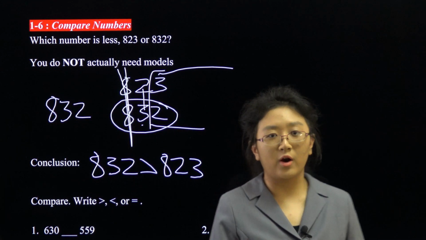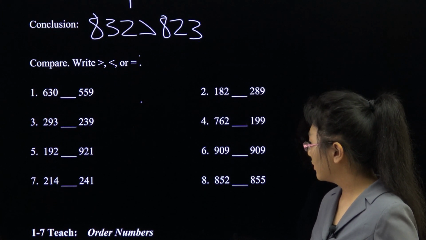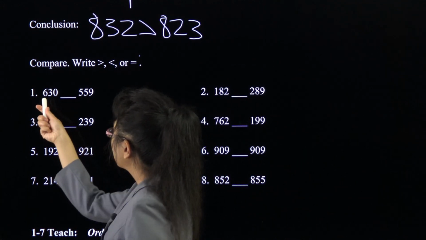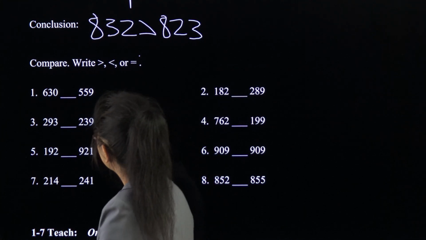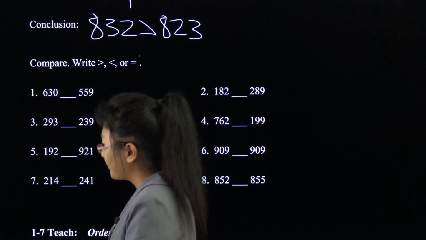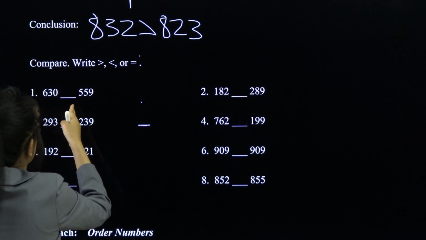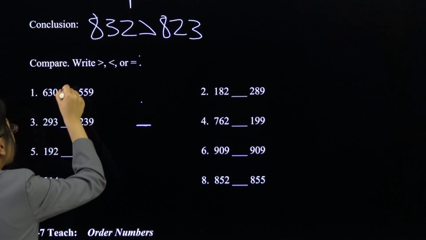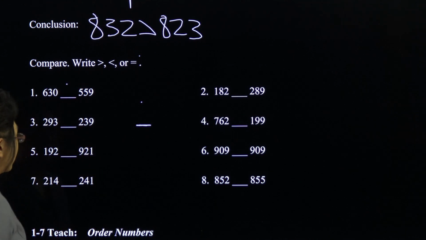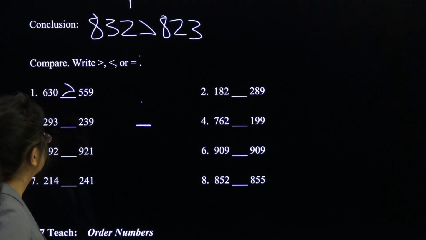Now we're going to compare a bunch of numbers and write greater than, less than, or equal to. 630. Oh, that just sounded like a time. 630 and 559. It has the same number of digits, so we're going to start from the leftmost digit, 6 and 5. 6 is bigger than 5. Therefore, 600 something is bigger than 500 something. Specifically, 630 is bigger than 559. We move on.